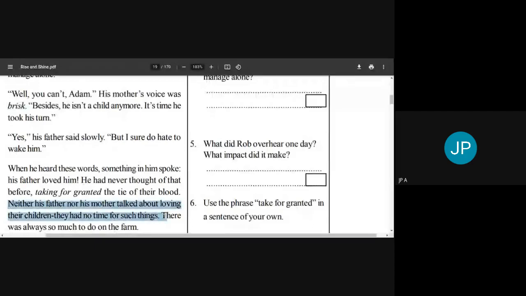Why? Because they did not have time. They are farmers, and they have a lot of work. They had no time for such things as showing love to their children. There was so much to do. So suddenly there is a realization.